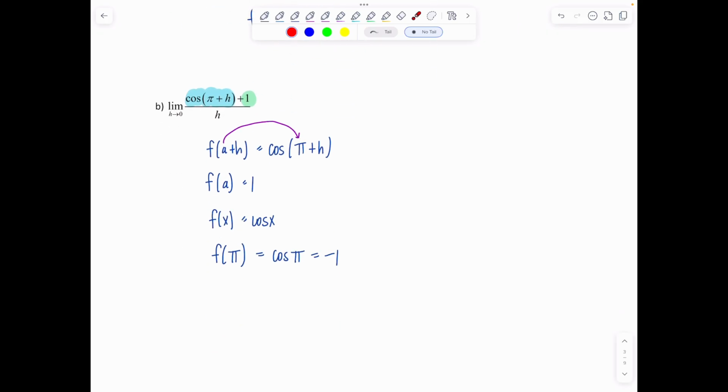So we're good. They can't stop us. We get them all right. A is pi and f of x is cosine x.